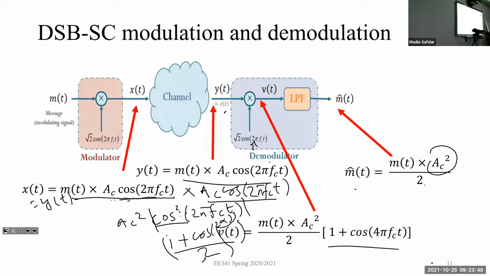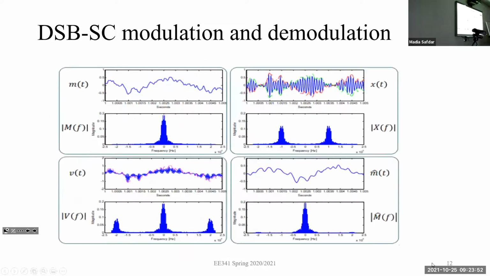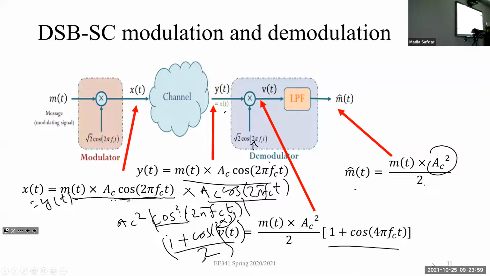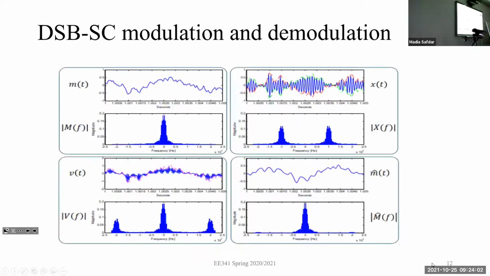When I open this trigonometric function, you know this trigonometry, this formula. Are you familiar with this one? Okay. So this is my message signal. This is my modulated signal. Then this is my message signal in frequency domain. This is my modulated signal in frequency domain. Now this is the transmitted signal. This is the actual signal we received, and this is the frequency domain of this received signal. This is the modulated signal.